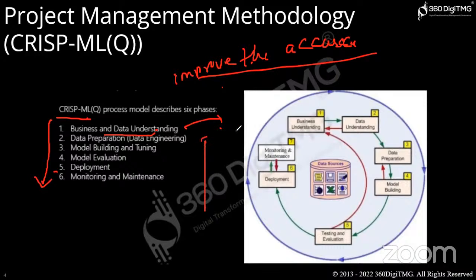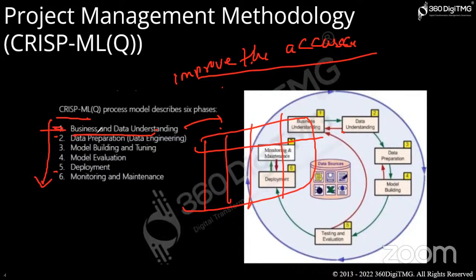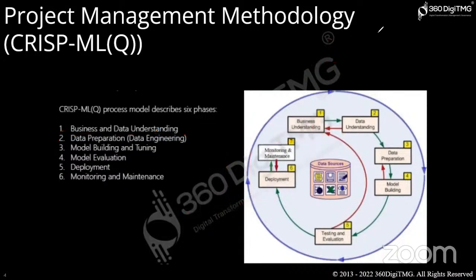And whatever data they are providing, we have to have an understanding about the data. That is the very first stage when it comes to CRISP-ML(Q). You have to have an understanding about the business and the data understanding. Whatever data they are providing, you should have a clear understanding about the data.